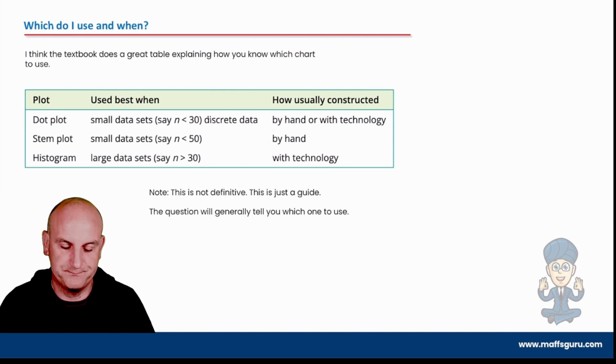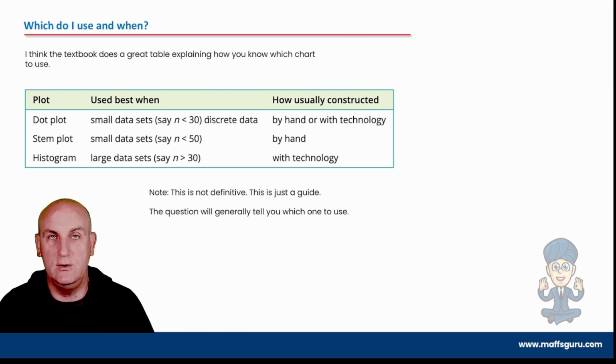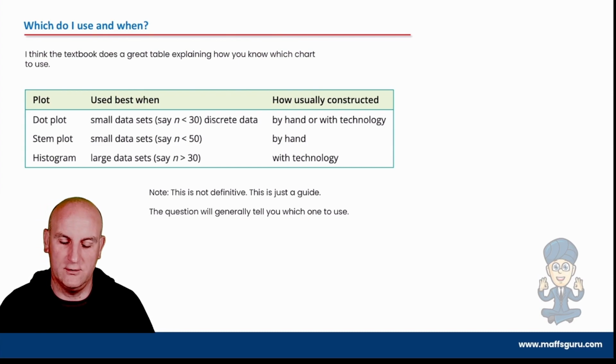Very exciting. Stem plot, small data set. Again, a small data set by hand. This can actually be discrete or continuous. We can do decimal numbers. Histogram, large data sets, right? Best to do it with some form of technology.